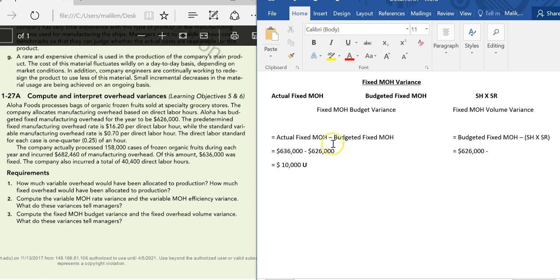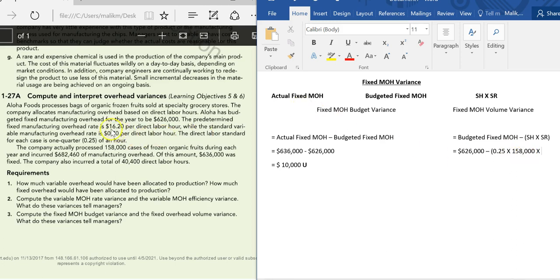So now standard hour, it's already mentioned here. For one case they need 0.25 hours and they actually processed 158 cases. So this will be the standard hour. Now for the standard rate, it says that the predetermined fixed manufacturing overhead rate is $16.20. So predetermined rate means the standard rate, and this is for the fixed portion. So first we will find out the standard hour. It's given for one case, the standard hour is 0.25 hours, and they actually processed 158 cases. So this will be their total standard hour.